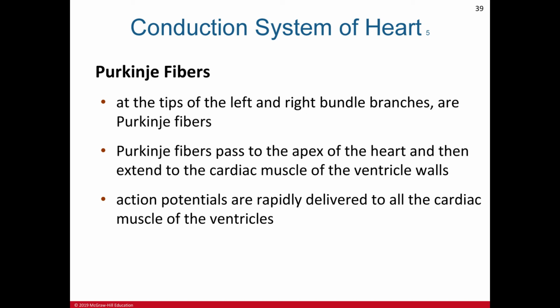So the Purkinje fiber passes to the apex of the heart and then extends to the cardiac muscle of the ventricle wall. Action potentials are rapidly delivered to all the cardiac muscles of the ventricle. Purkinje fiber is different from the Purkinje cell of the brain. And do note that the ventricle has a thicker muscle than your atrium.